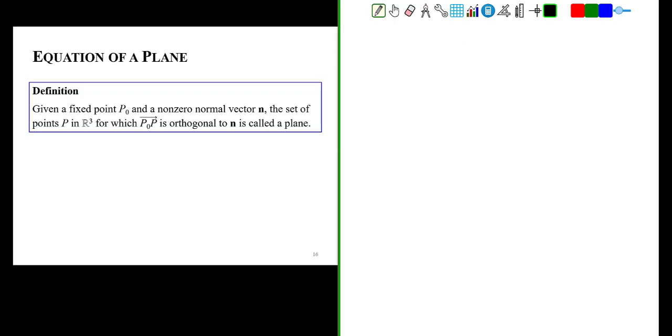Let's now look at the definition of the plane. Given a fixed point P0 and a non-zero normal vector n, the set of all points P in three-dimensional space, so I will have a point P here, maybe a point P here, point P here, point P here, point P here, point P here. The set of all points P, so each of these points, that might be P1, P2, here is the nth P.